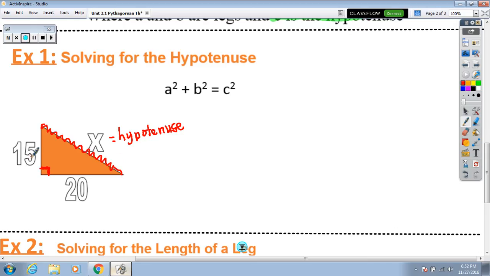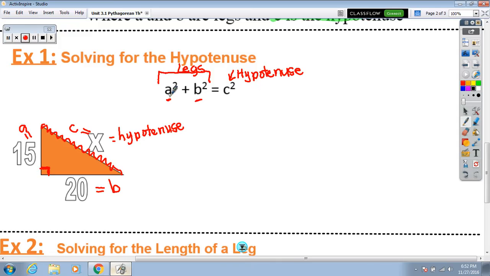Now they didn't identify which one was A and B, and that's not important. All I know is that 15 and 20 are the legs of this triangle. They must get plugged in for the leg side. Remember, A and B are legs, and C is the hypotenuse. So as long as we plug them in on the correct side, everything will work out great. So I'm just going to say that 15 is A and that 20 is B, and that means X is C. So let's plug it in.